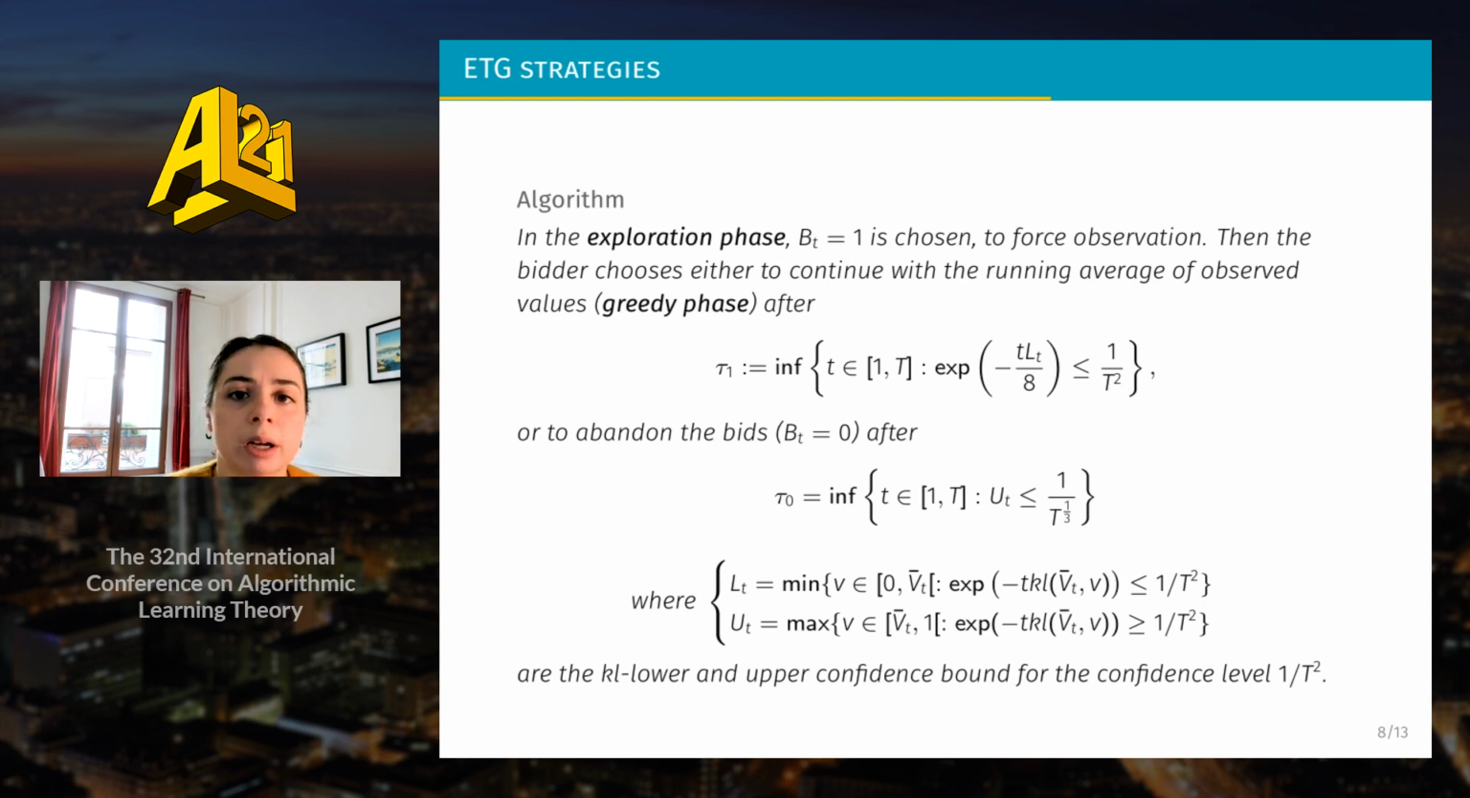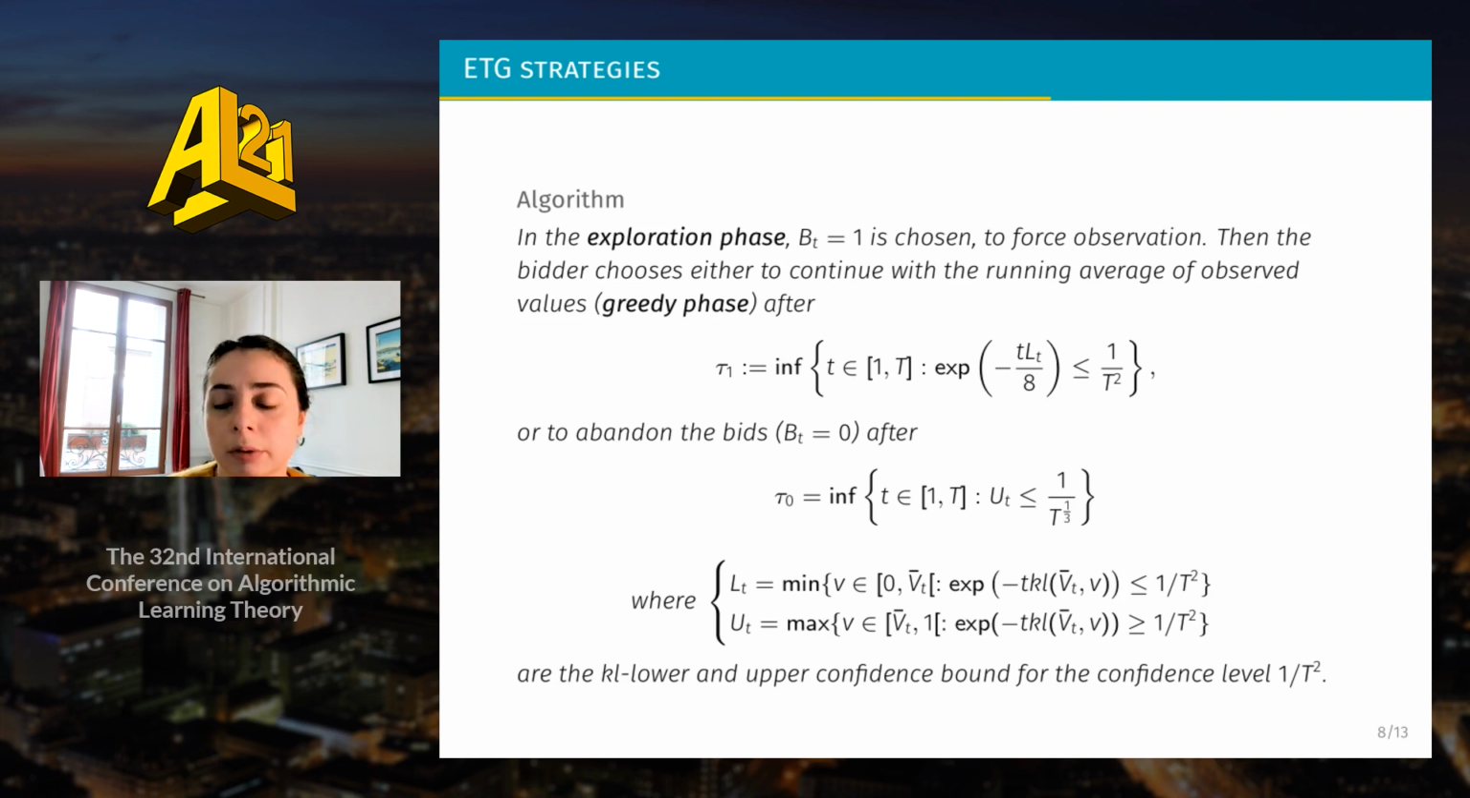The explore then greedy algorithms proceed in two phases. In the exploration phase, we choose to bid 1 to force observation. Then the bidder chooses either to continue with a running average of observed values, that is the greedy phase, after a well-chosen stopping time, or to completely abandon the bids, that is to bid always 0 after another well-chosen stopping time.